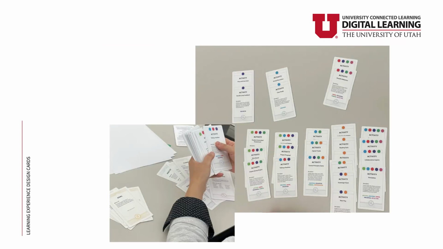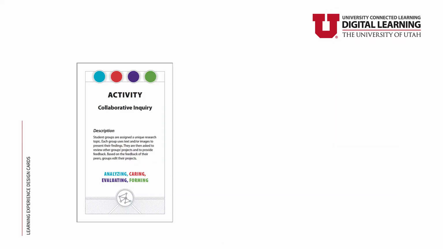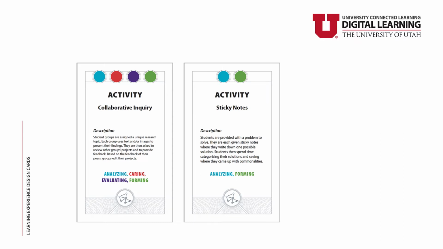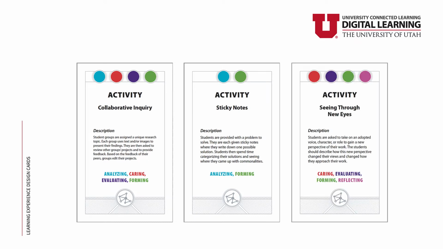The instructor took these 2 learning type cards from the deck and placed them on the table. Then he looked through the activities in the cards, heeding the color codes for the suggested supporting activities for forming and caring. After some consideration, the instructor chose 3 activities he would like to use to help his students learn: collaborative inquiry, sticky notes, and seeing through new eyes. As signified by the color codes on the activity cards, collaborative inquiry and seeing through new eyes both correspond to forming and caring, while sticky notes speaks to forming only.